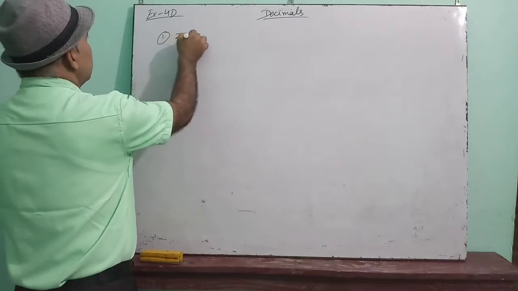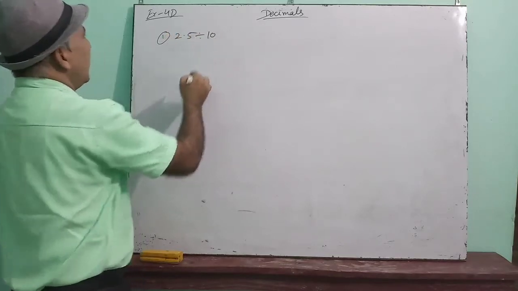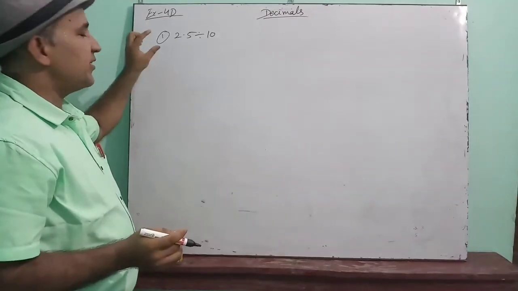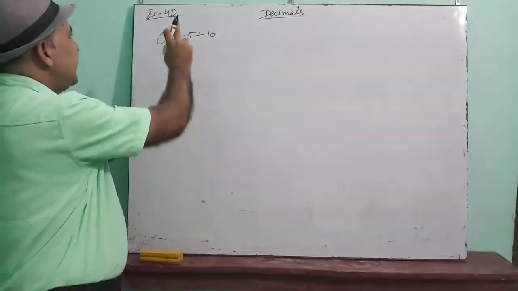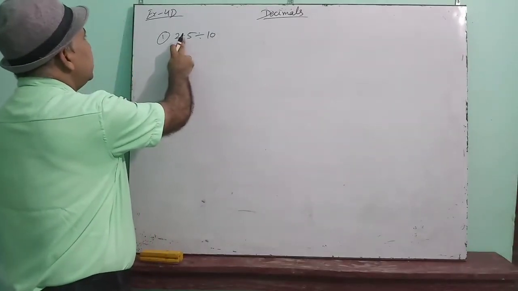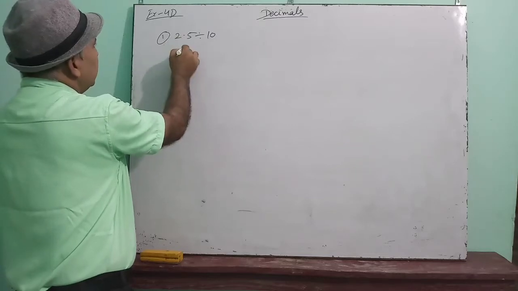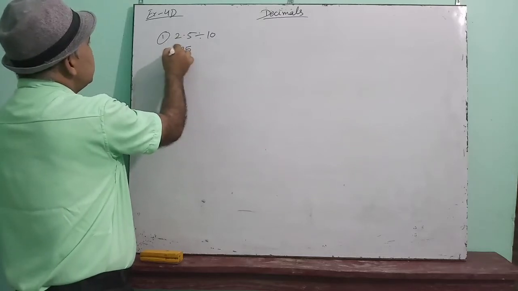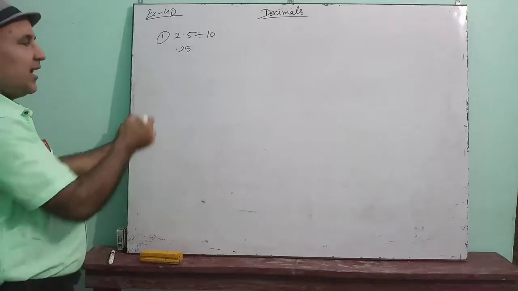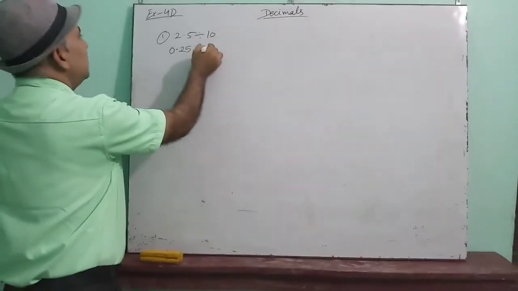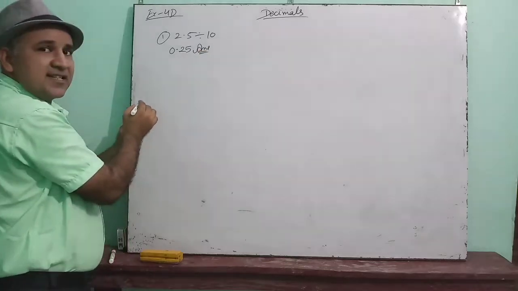See this one. Suppose that 2.5 is divided by 10. So children, this type of division you can do directly. If any number is divided by 10, then the decimal digit shifts one digit to the left-hand side. That means this decimal will come before 2. And if before the decimal there is no digit, then put 0 from your side. I hope this is easy.